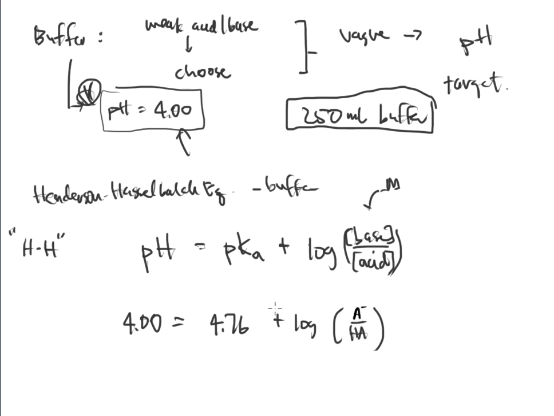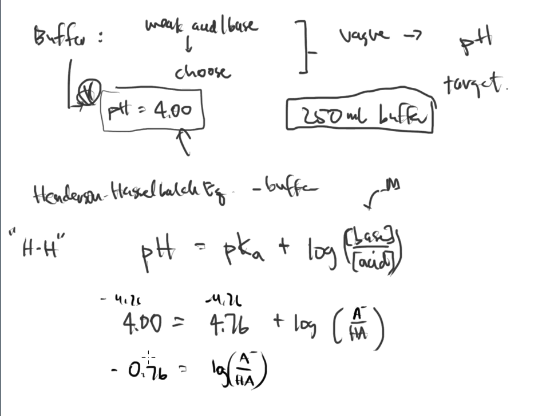So in order to do this, this is 4.76 plus log of A over HA. So I can subtract 4.76 from each side. When I do that, I'm going to get a negative 0.76 is equal to the log of A over HA. And I need to basically solve this equation and get this ratio by itself. So I've got to get rid of this log in a way. How do I get rid of the log? I do the inverse log.